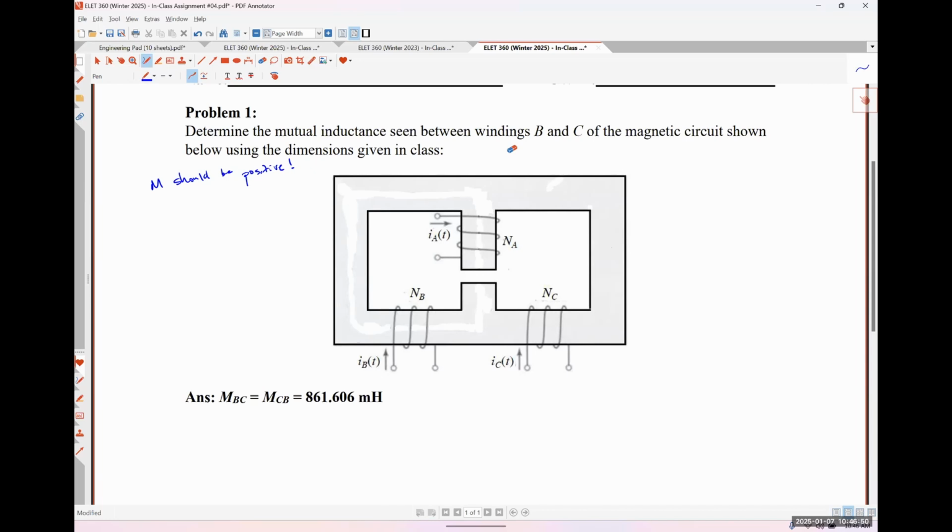We always have a choice to make, because the mutual inductance, if we calculate it as the flux generated by coil B passing through coil C, is going to give us the exact same answer as the flux generated by C that's passing through B. So we effectively just need to choose which one is going to be our source and then work the problem. We have a choice as to whether we want to consider B to be our source or C to be our source.